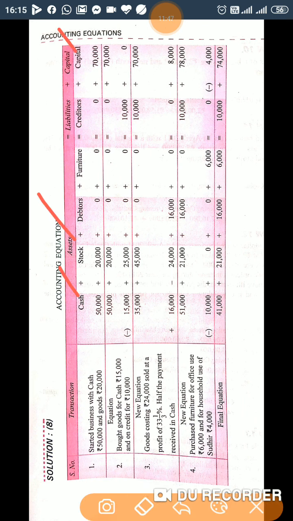You will write it. Next transaction, bought goods for cash 15,000 and on credit 10,000. So cash is involved, stock is involved, creditor is involved. So you will write creditor here. Cash and stock are already there.